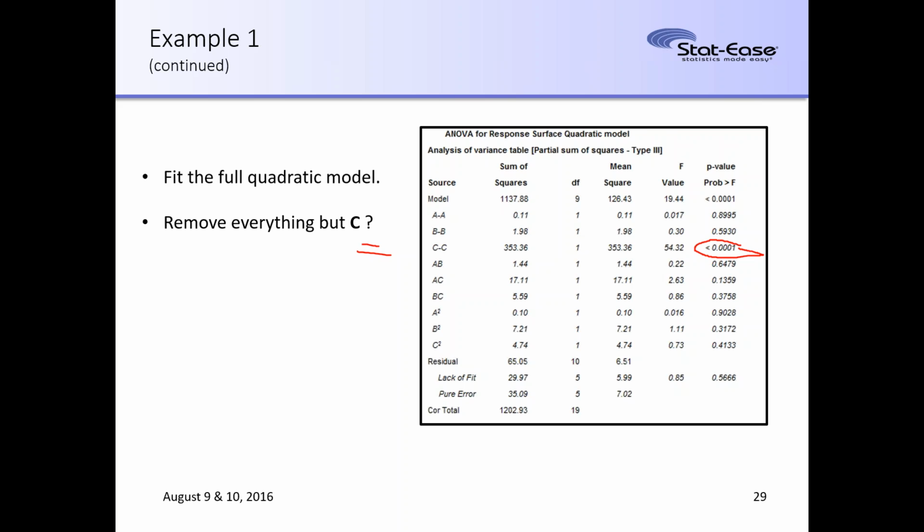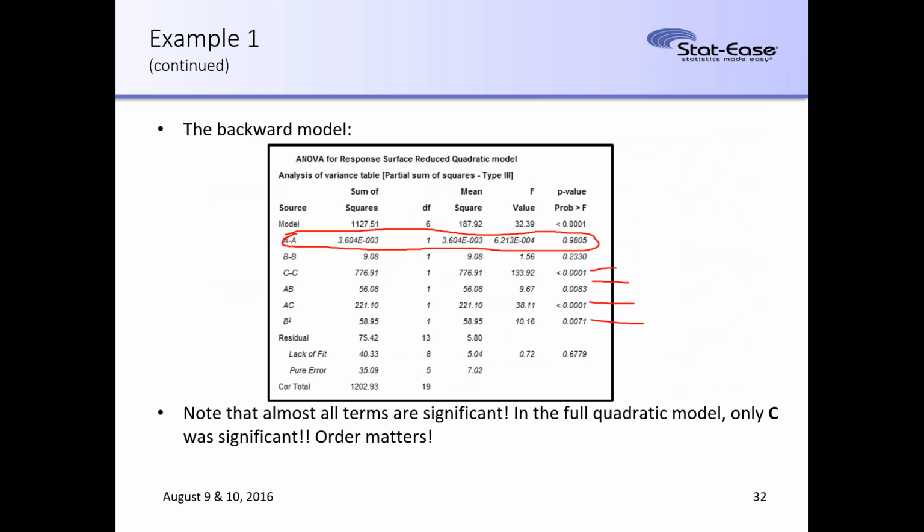But when I do an automatic selection and consider adding terms in one at a time or deleting terms one at a time, the p-values of these terms come out to be quite a bit different here. Note that almost all of these terms are significant. In the full quadratic model, only C was significant. So the moral of the story here is that the order matters.